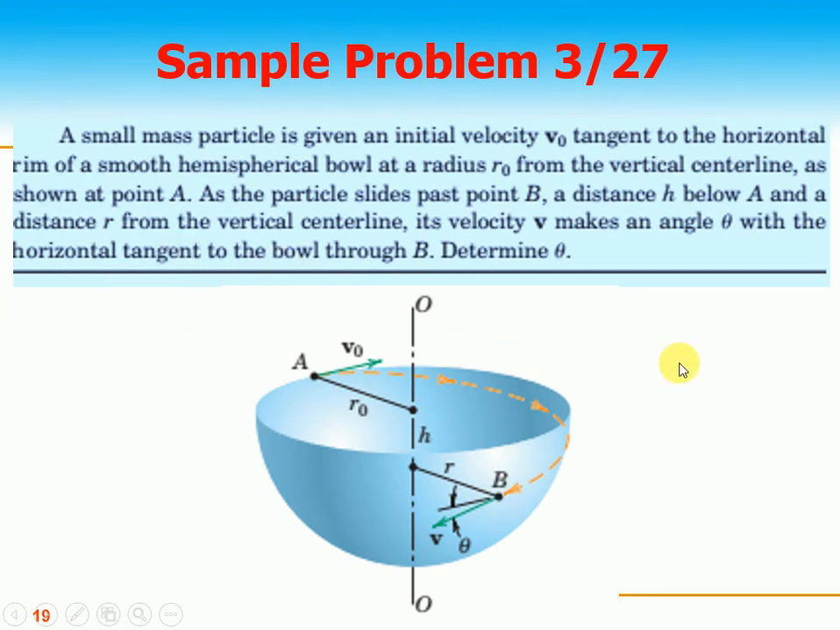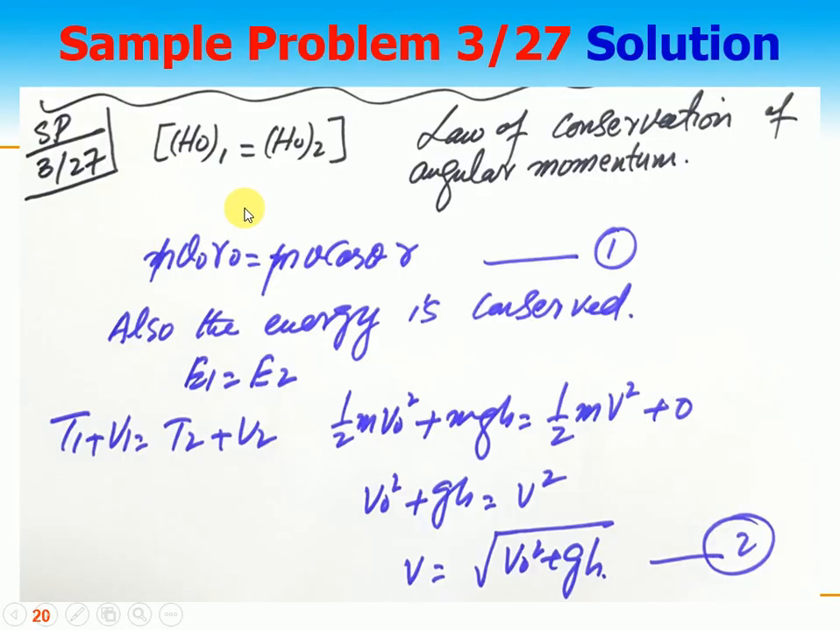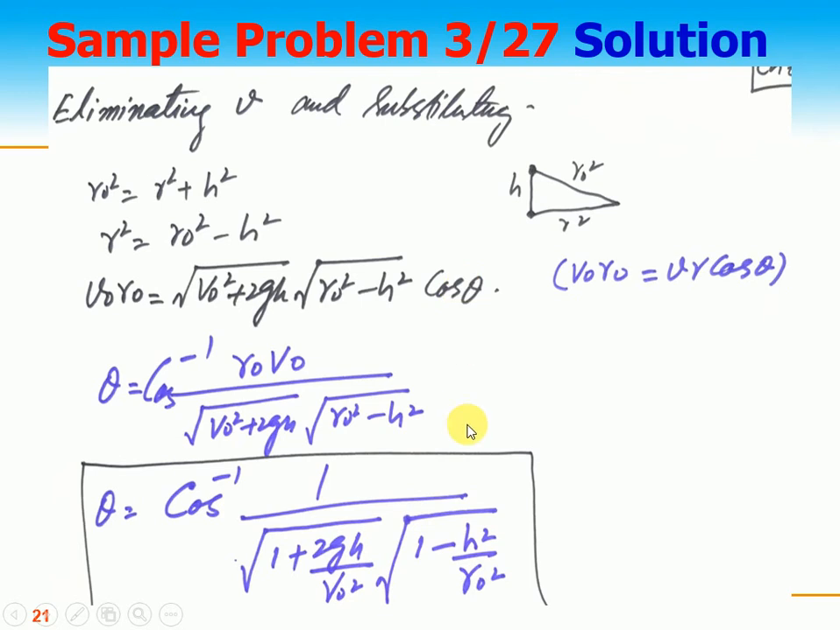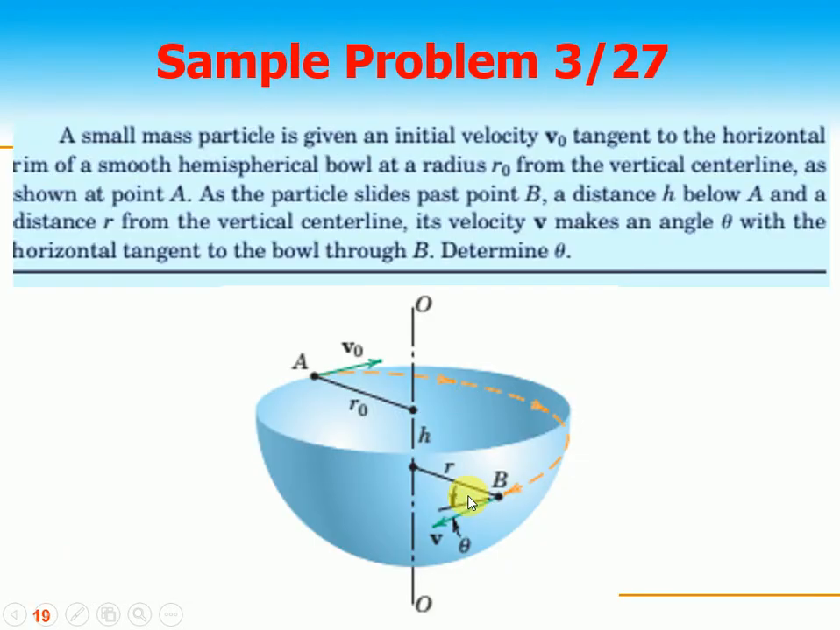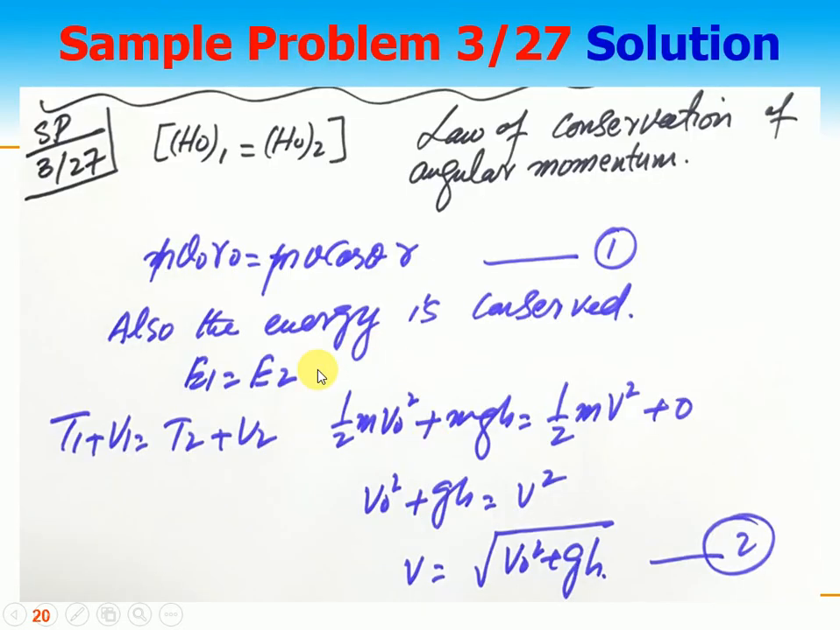Determine the angle theta. Dear students, of course, again we use the law of conservation of angular momentum. Initial momentum is equal to final momentum. So m v naught r naught is equal to m v cos of theta times r, because here we are talking about this component, the tangential velocity component. Also, the energy is conserved: E1 is equal to E2.